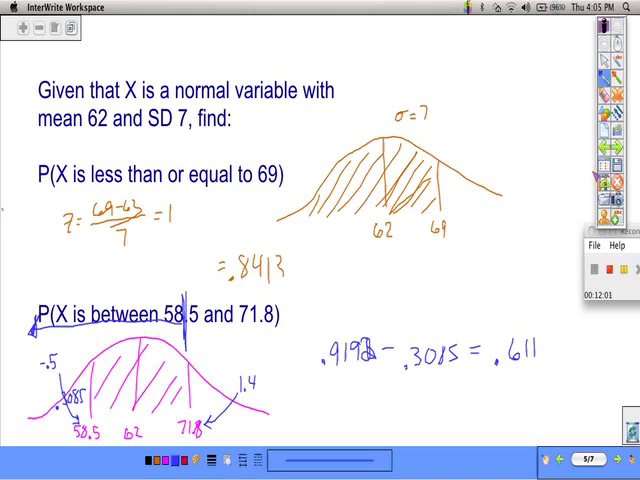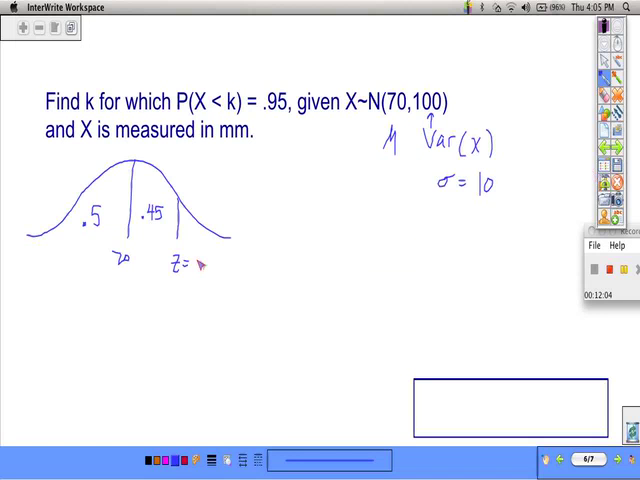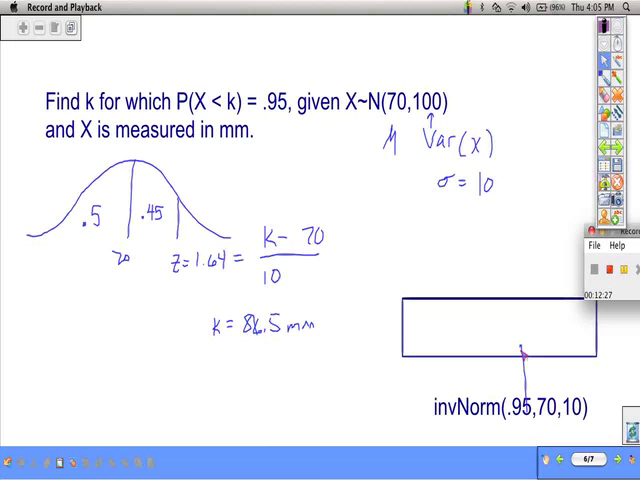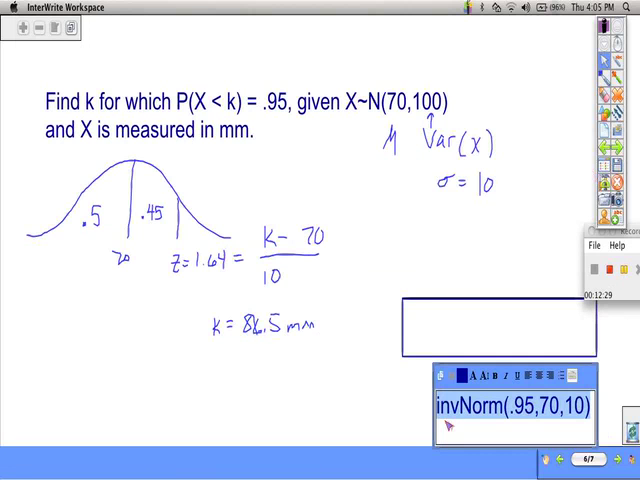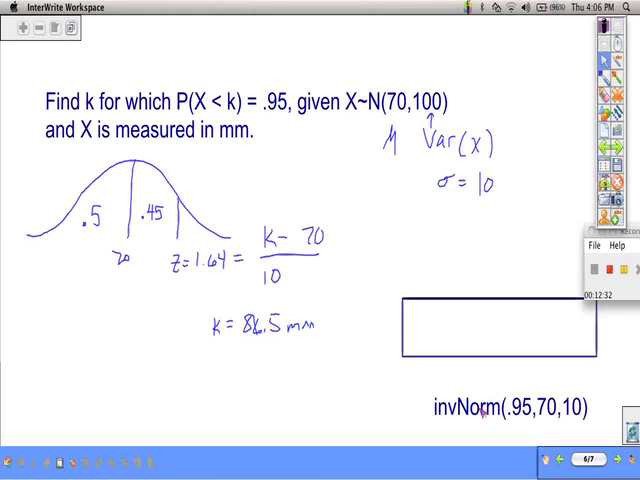So in this one, my z-score, 1.645, has to equal our k minus the mean divided by our standard deviation. And we can solve this for k, finding that k is 86.5 millimeters. And another way to do that in our calculator is to use the inverse normal command in that distribution menu, and you put in the probability, the mean, and the standard deviation, and it will spit back your data value for those numbers.